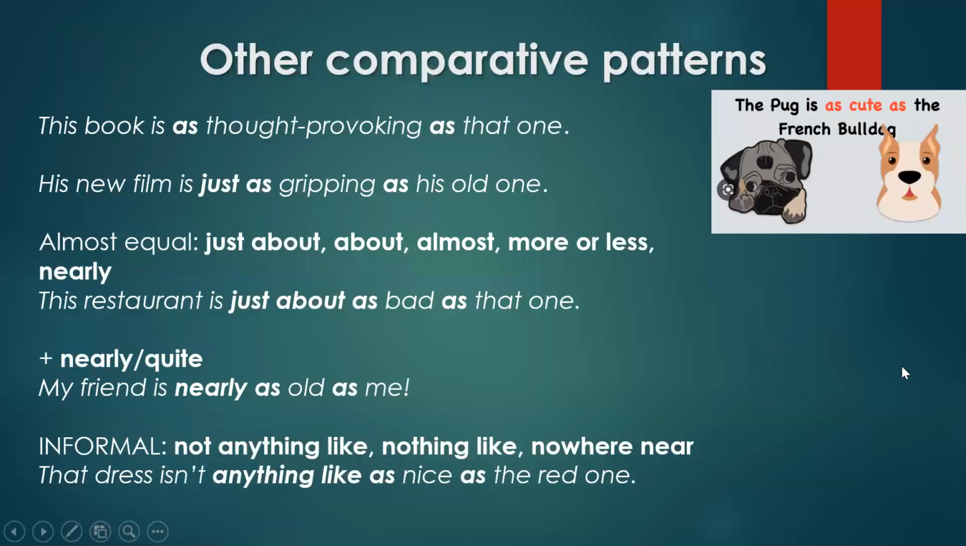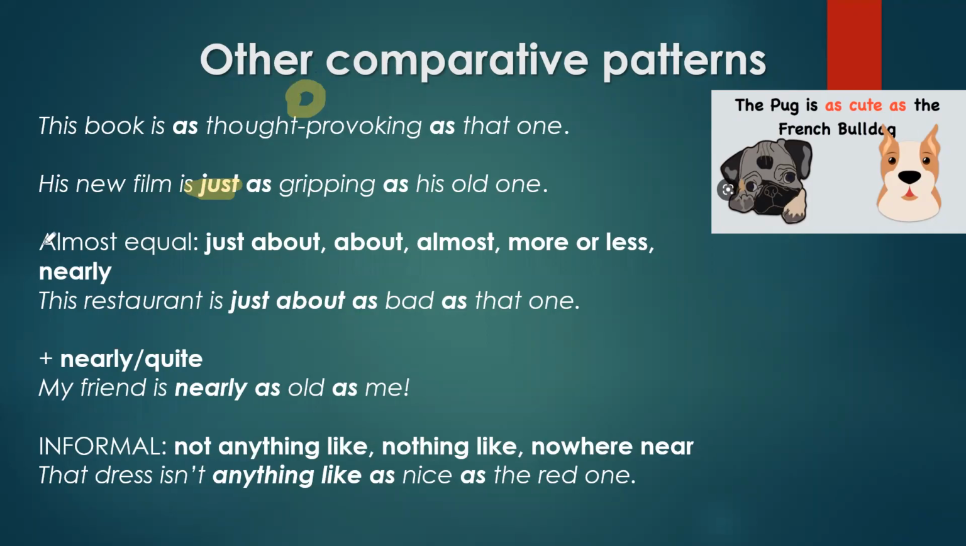And some more comparative structures. The first one, as. I guess that everybody remembers that we can use as or so in negative sentences, so as, and in the middle we use the adjective in zero form. The book is as thought-provoking as that one. His new film is just as gripping as his old one. We use just to emphasize, to make the construction stronger, or to show that we know more different variants of constructions.